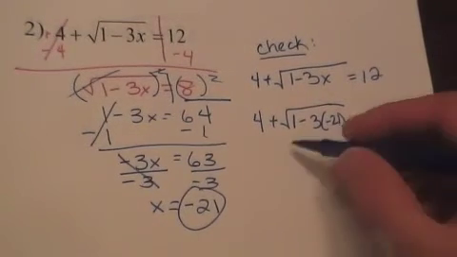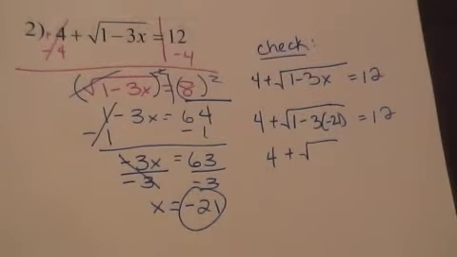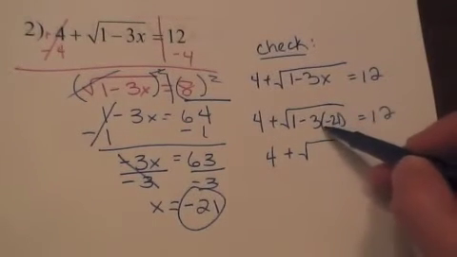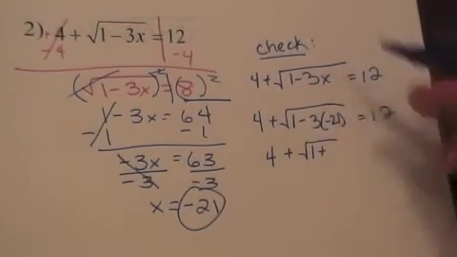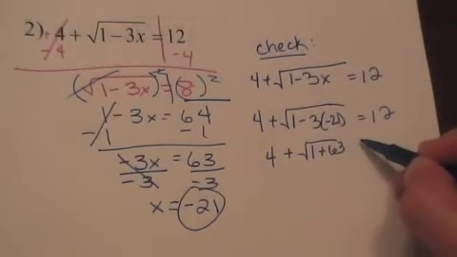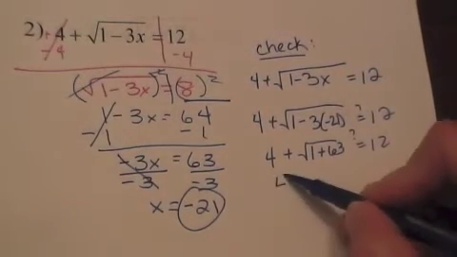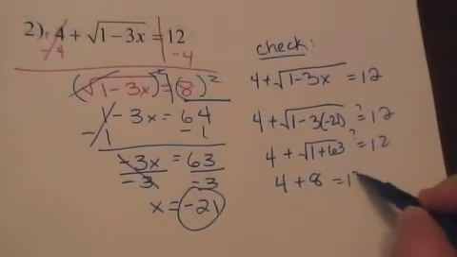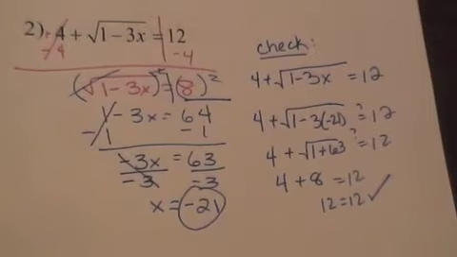Doing this math, it's 4 plus... that is 1. You should have a calculator, but this is positive 1 plus, well, I just did that over here, right? 63. So we're not sure if these are checked yet. So it's 4 plus, this is radical 64, so that's 8. So that's 12 equals 12. That's a check.